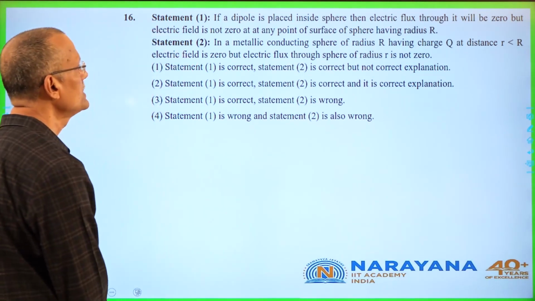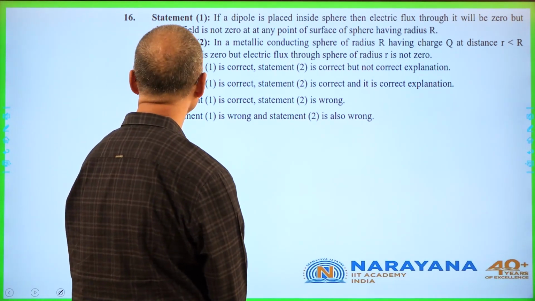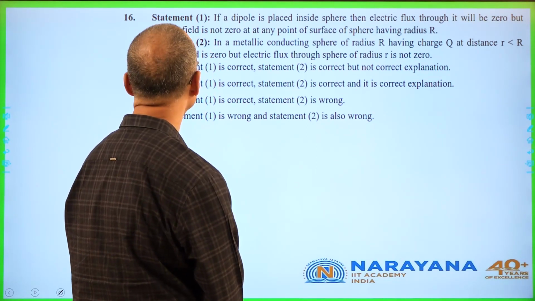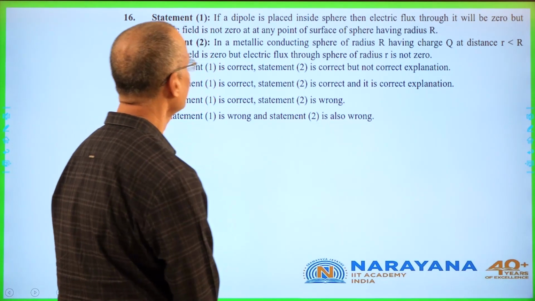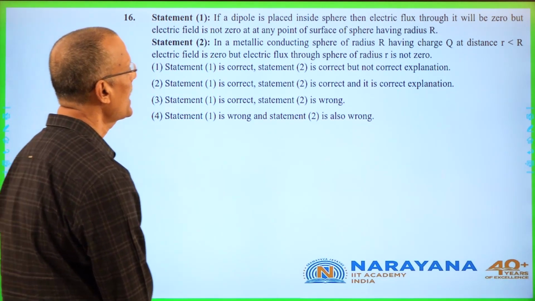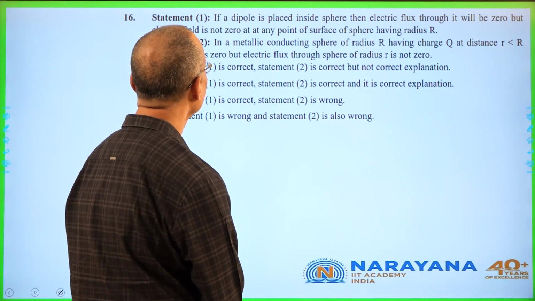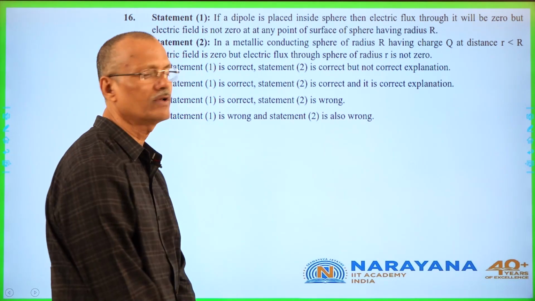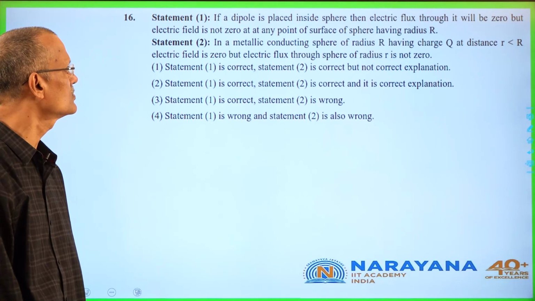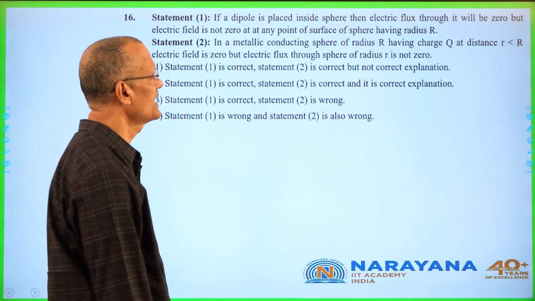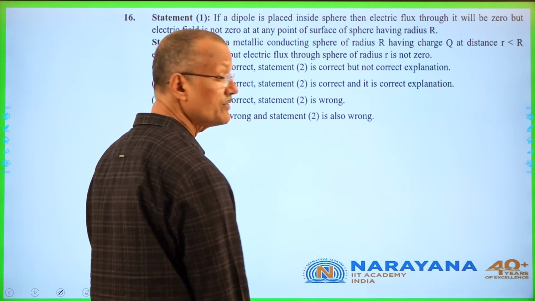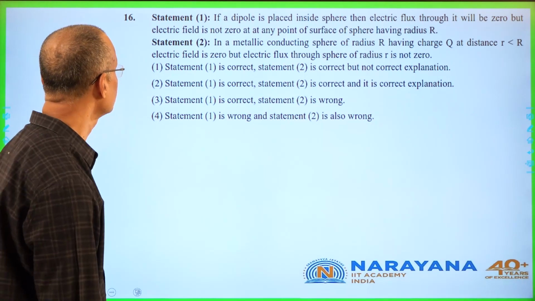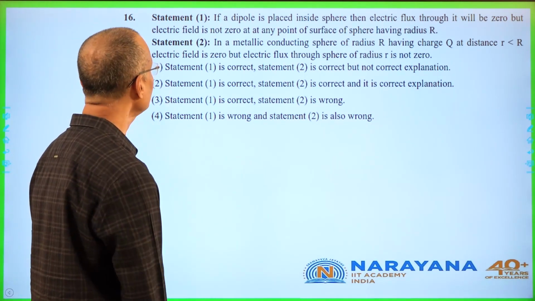If a dipole is placed inside a sphere, then electric flux through it will be 0, but electric field is not 0 at any point of a sphere having radius r. If you have a dipole, then the total number of electric lines of force coming out from this sphere is guaranteed to be 0, but electric field depends upon the position of the positive and negative charge. So certainly statement 1 is a correct statement.